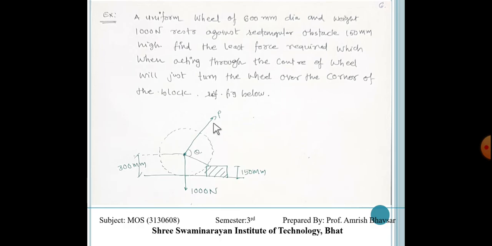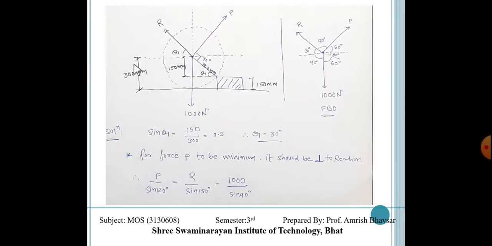Here we are going to find out the minimum force, means least force. Why are we finding out this force? We are going to just turn this wheel from here to here. So what minimum force is required to take this wheel from here to here? This is our wheel. This is a 1000 Newton force. This is 300, this is 150. So here this is also 150 mm and this is 300 mm.